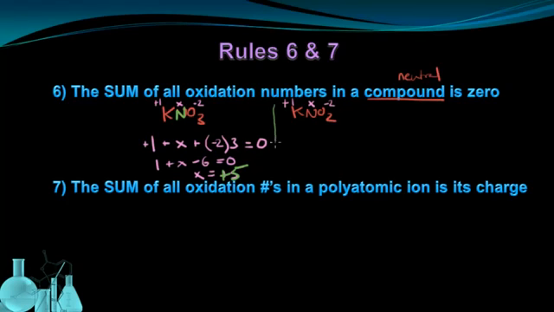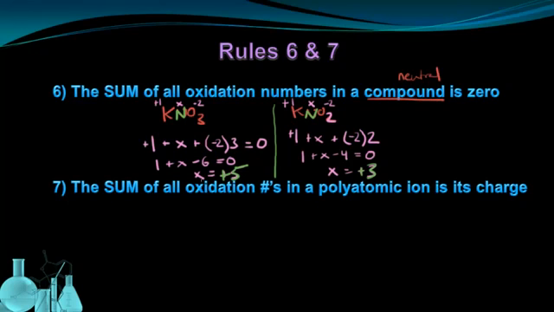Now it's going to be useful for us to go through the same process with the other compound. Again, I have +1 from the potassium. I have to add that to X for the nitrogen, and then I have to add that to the -2 for the oxygen, except this time I have 2 of them, so I multiply by 2. That gives me 1 plus X minus 4 equals 0. So in this case, X equals +3. So in this compound, potassium nitrite, nitrogen has an oxidation state of +3.